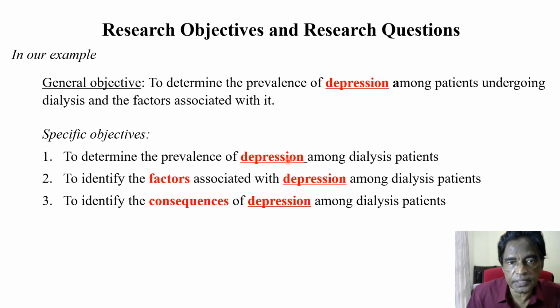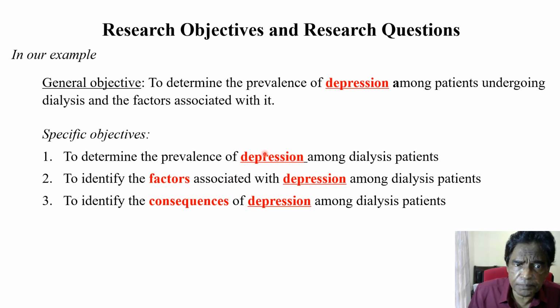Right? Example, 30%, 40% of the patients are depressed. That kind of thing, answers I want. Determine the factors associated. Why are some more depressed, some less? What factors are associated? Is it the age? Is it the disease severity? We don't know. You want to find this out.